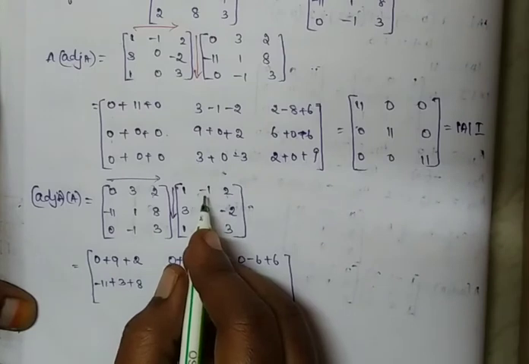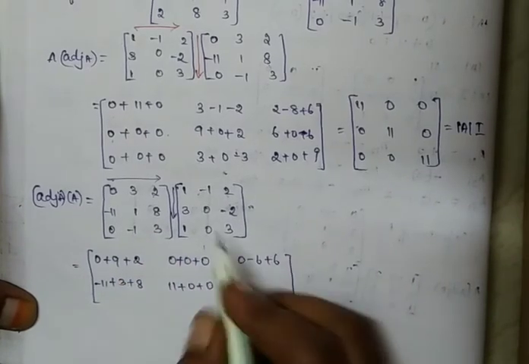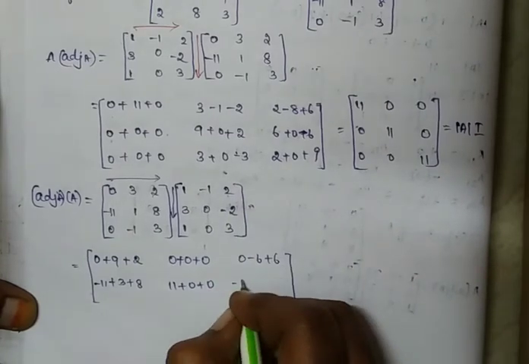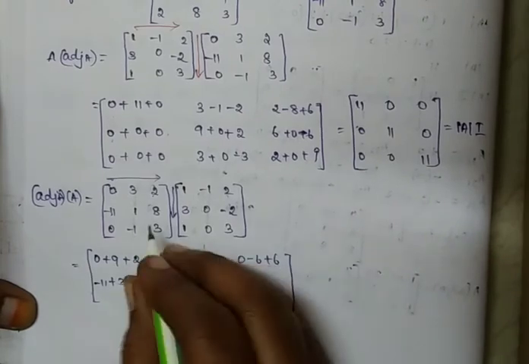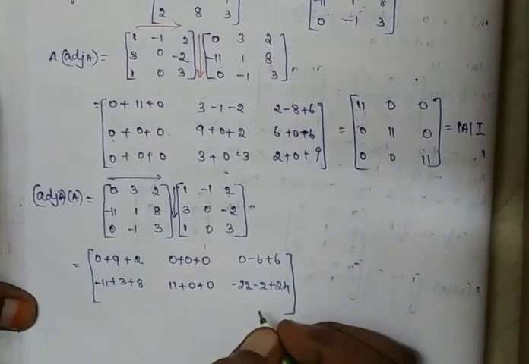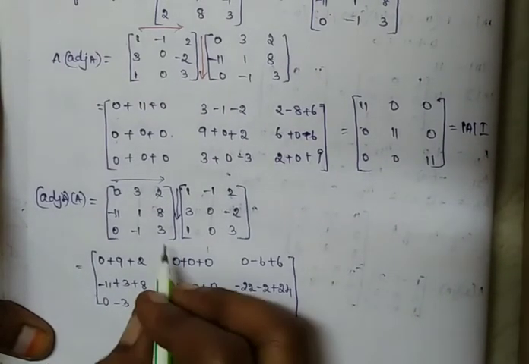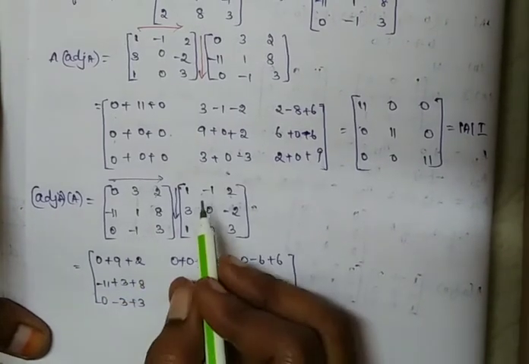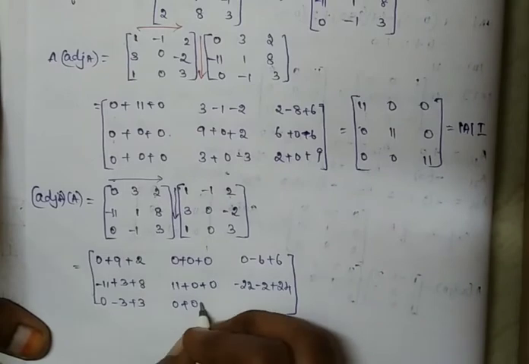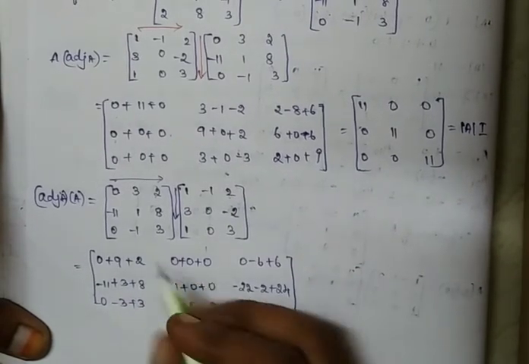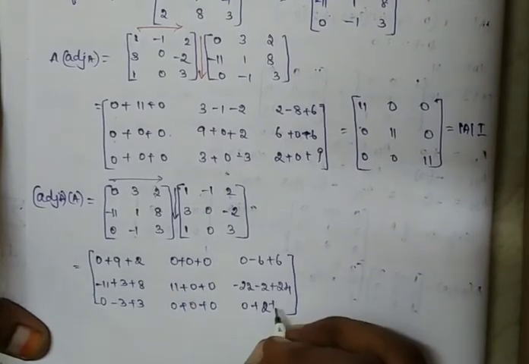Now minus 1 into minus 11, that is plus 11. 1 into 0 is 0, 8 into 0 is also 0. Next, minus 11 into 2 is minus 22, 1 into minus 2 is minus 2, now 8 into 3 is plus 24. Next, 0 into 1 is 0, minus 1 into 3 is minus 3, 3 into 1 is plus 3. Now 0 into minus 1 is 0, 1 into 0 is 0, minus 1 into 0 is 0. Next 0 into 2 is 0 plus minus 1 into minus 2 is 2 plus 3 into 3 is 9.